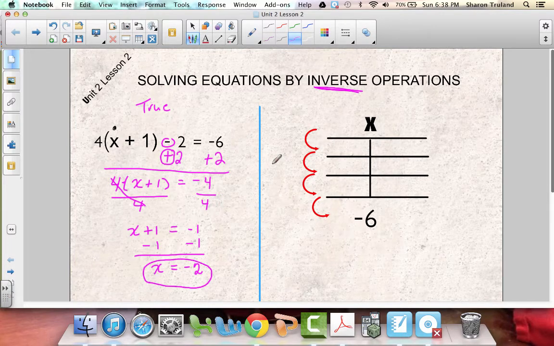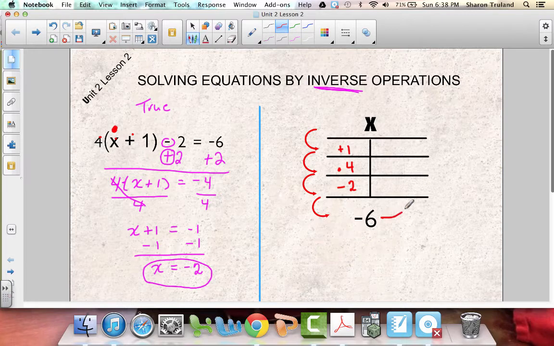Now, some people have a hard time solving that. So there's a second way to think of this, and it's over here in this table. What we do is we start with the variable x, and then we list everything that happened to x. So over here, by looking at order of operations, the first thing that happened to x was we added 1 onto it. Then we multiplied it by 4. And the last thing we did to this x, after we added 1 and multiplied it by 4, was we minused 2 from it, and that got us to -6.